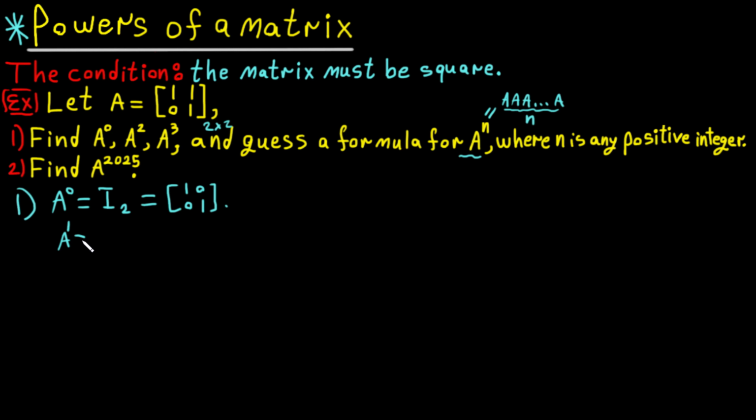A bar 1, we don't need to write it, but I write it here to illustrate for you. So A1, which is this one, 1 1 0 1. A bar 2, which is A multiplied by A. Of course, here 1, equal. I will copy this one 2 times here.